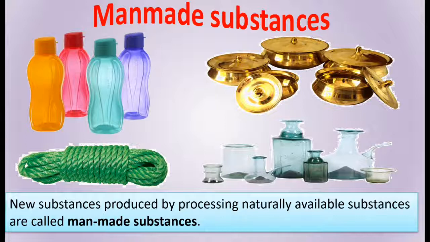Earlier, the scientists or the chemists used to perform various experiments and see what they had got. You can also do that, but not by yourself. You can take help of your parents or your teachers and perform various experiments. So new substances which are produced by processing naturally available substances are called man-made substances.